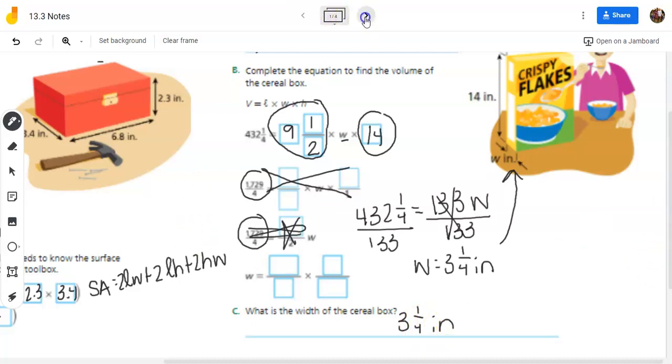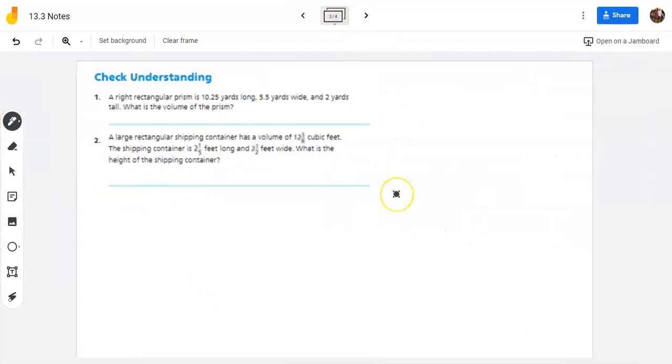Okay, next up we have check understanding. We're on the bottom of page 4.